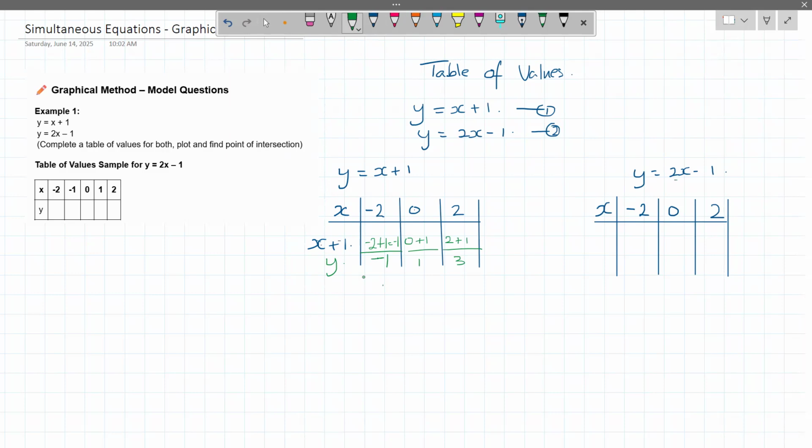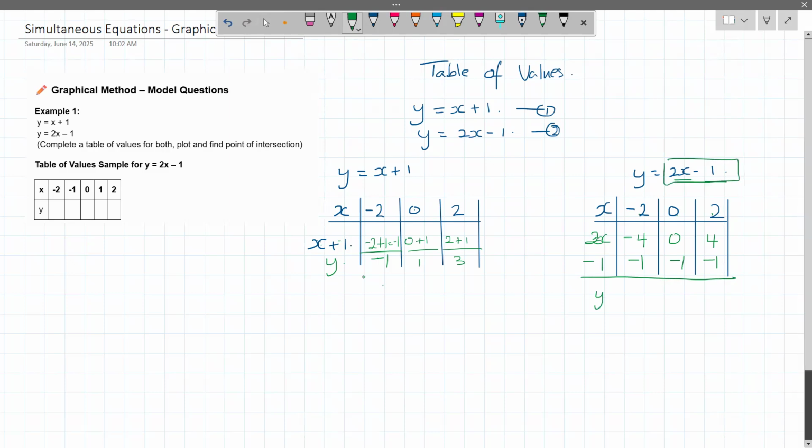Here, I'm going to split this up into 2 parts. I'm going to work out what 2x is first, then I'll subtract 1 from it. So 2 by -2 will give me -4. 2 by 0 will give me 0. And 2 by 2 will give me 4. I will then subtract the 1 from it. The answer that I will get will be my y value. y is equal to 2x minus 1. We're working out 2x minus 1 here. -4 minus 1 is -5. 0 minus 1 is -1. 4 minus 1 is plus 3, sorry.